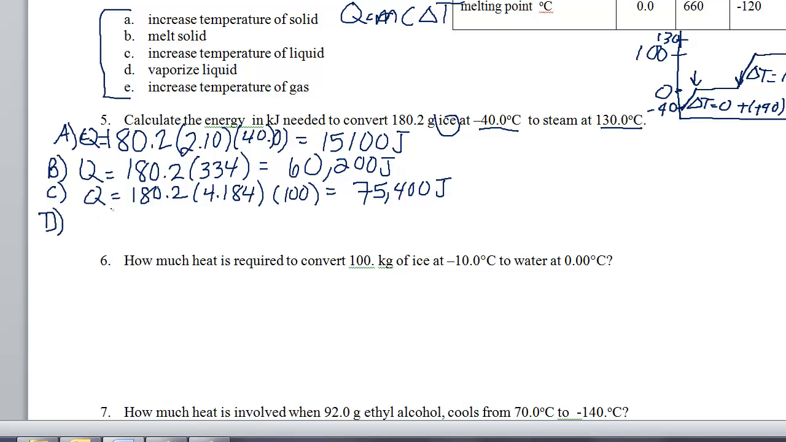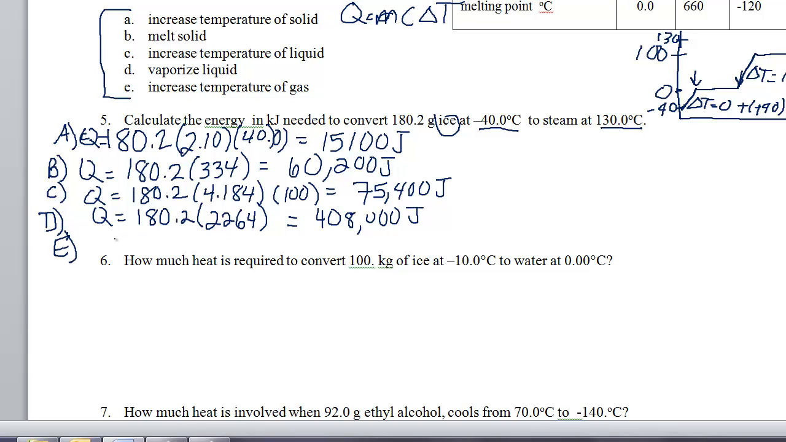What do we do next? We have to boil the liquid. Mass, grams, times heat, but this time it's heat of vaporization because you're boiling it, going from a liquid to a gas. So that number is 2,264. So this is obviously going to be a lot more energy because there's a lot more per gram. 408,000, rounded again to 3 significant figures.